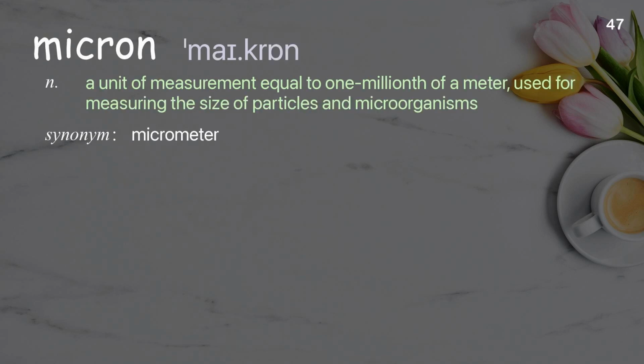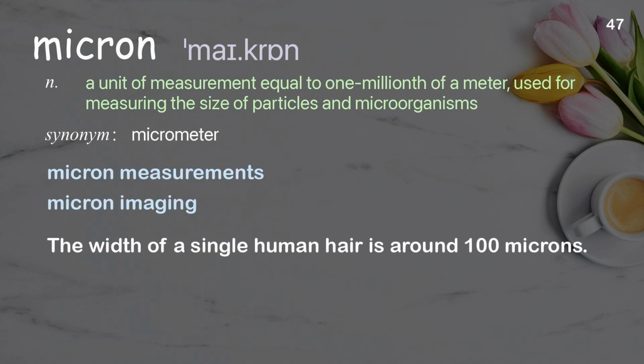Micron. A unit of measurement equal to 1/1,000,000th of a meter, used for measuring the size of particles and microorganisms. Examples: micron measurements. Micron imaging. The width of a single human hair is around 100 microns.